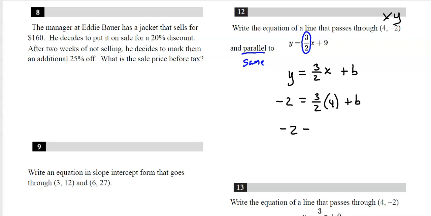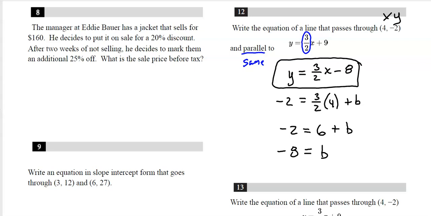And I get -2 equals, that's 12 divided by 2, which is 6. Minus 6 minus 6. So it looks like b is -8. So now I can come back up to my starter equation, and I can put a -8 in there. And hopefully I did all my math right.